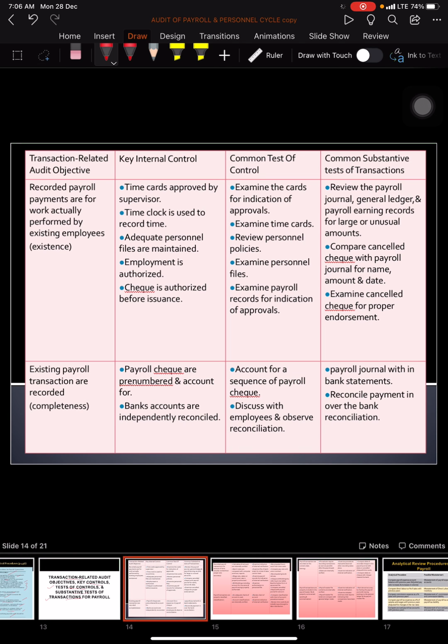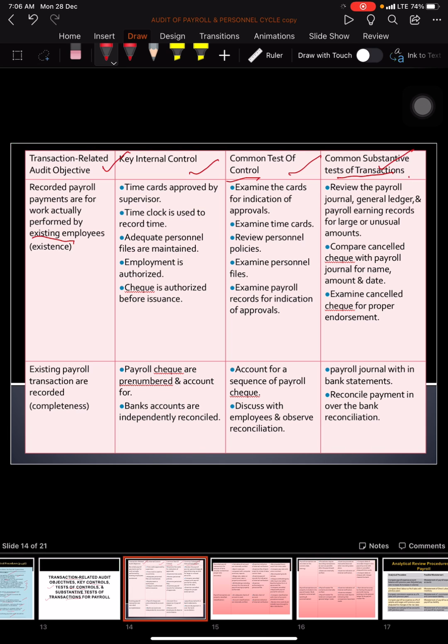All right, so this is the transaction audit objective. This is the key internal control, and then this is the common test of control, and this is the common substantive test of transaction. So this is a test of control, this is a substantive test of transaction.